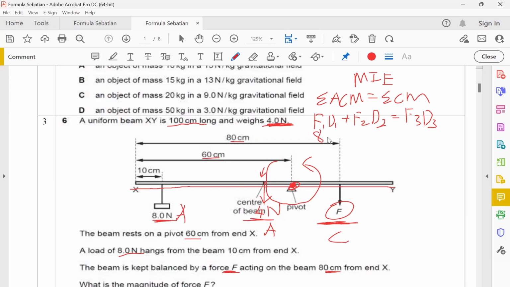The first one will be 8 newtons. The distance will be how much? 60. Here to here, what? 50, yeah, it's 50, right? Then plus my F2, which is 4. How much is the distance? 20. Why 20? Here to here is 50, and then here to here is 60. Shouldn't this be 10 only? That's why you got it wrong. You thought it was 20, but this is actually just 10.